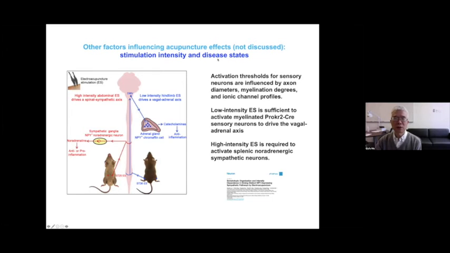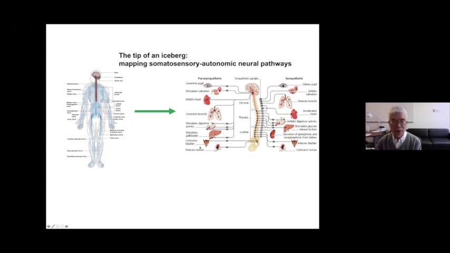I do not have time to discuss the other factors influencing acupuncture effect, which were published in a Neuron paper in 2020, showing that to activate other autonomic pathways like the splenic adrenergic pathway, you need a high intensity. And this high intensity can drive this pathway in an acupoint-independent manner. Both ST25 and ST36 can do it. And by that, noradrenergic signaling can produce anti- or pro-inflammatory effects based on the different disease state. But I will not go into detail.